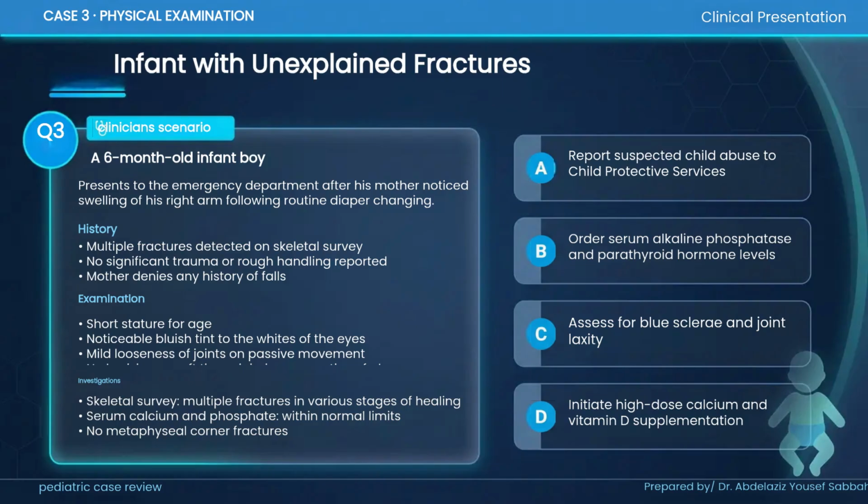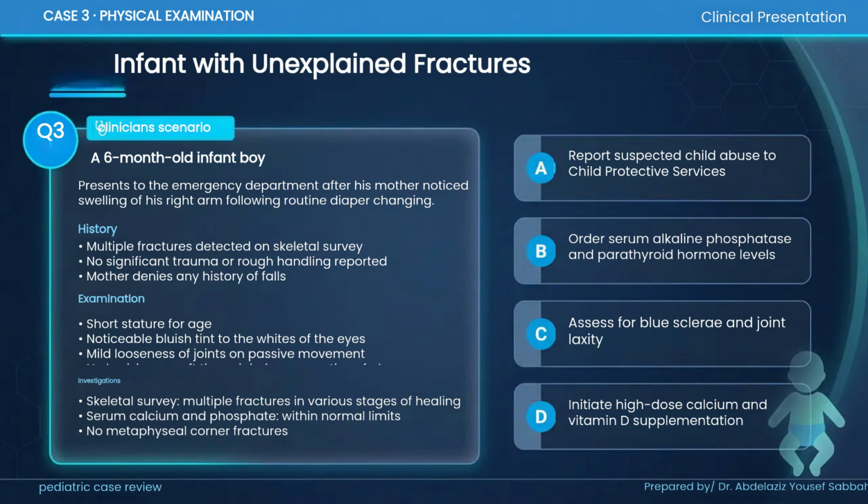Case 3. A 6-month-old infant boy presents to the emergency department after his mother noticed swelling of his right arm following routine diaper changing. History reveals multiple fractures detected on skeletal survey, no significant trauma or rough handling reported, and mother denies any history of falls. On examination, short stature for age, noticeable bluish tint to the whites of the eyes, mild looseness of joints on passive movement, and no bruising or soft tissue injuries suggestive of abuse. Investigations show skeletal survey with multiple fractures in various stages of healing, serum calcium and phosphate within normal limits, and no metaphyseal corner fractures. What is the most important next step in evaluating this patient?